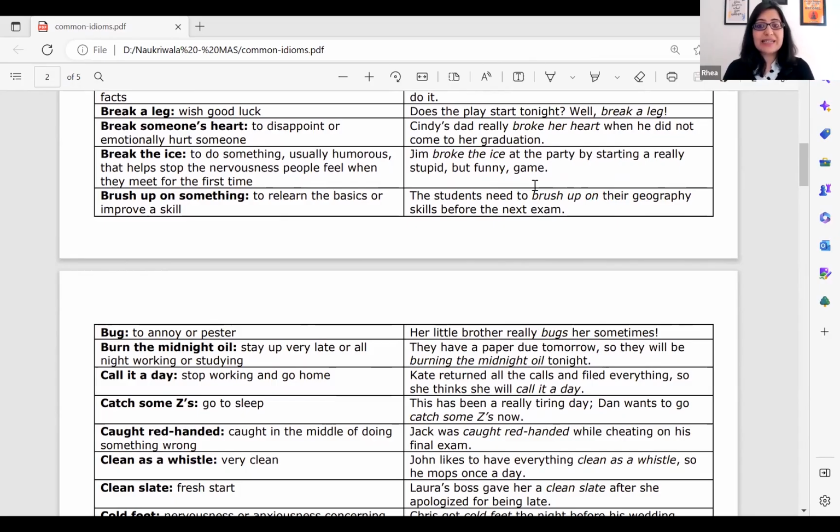So Jim broke the ice at the party by starting a really stupid but funny game. So everyone was uncomfortable. They were all strangers at the party, and Jim broke the ice, which basically means he created a comfortable environment by being the first one to go ahead and start something.